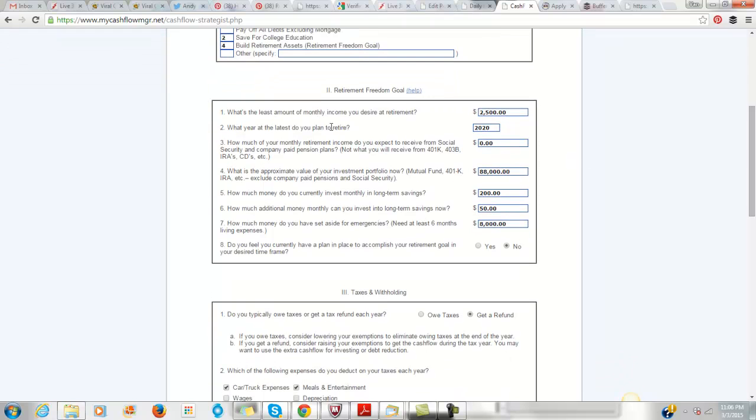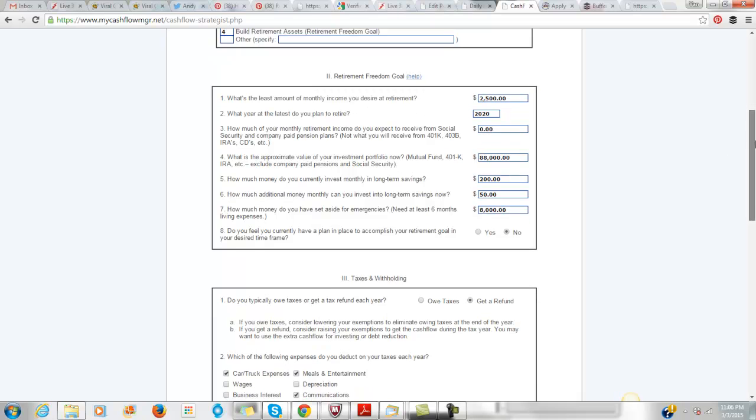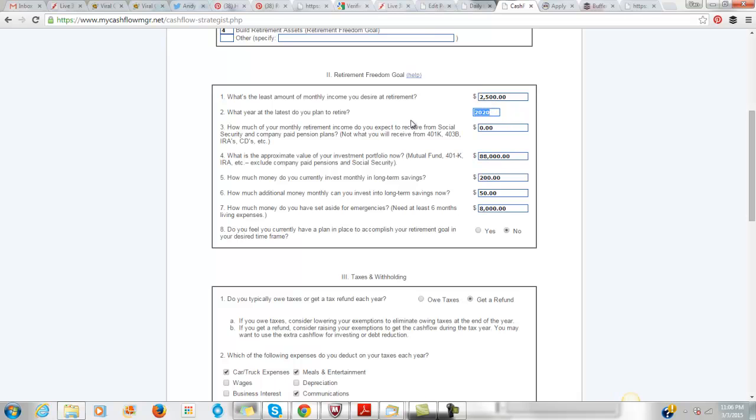So you say, what's the least amount of monthly income you desire at retirement? For this example, I put in $2,500. Okay. So the next question asks, what year at the latest do you plan to retire? So I put in that I was going to retire in year 2020.